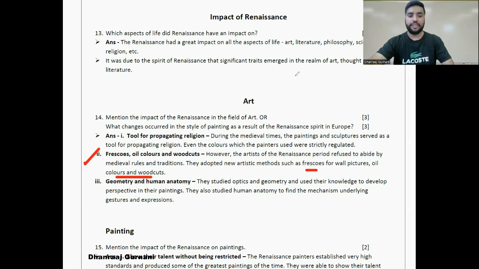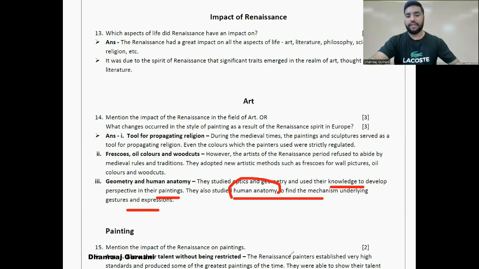And last point, geometry and human anatomy. They studied optics and geometry to use their knowledge to develop perspective in paintings. They also studied human anatomy to find the mechanism underlying gestures and expressions. So this much effort was put in because of the Renaissance, that they studied geometry so that their paintings look very realistic and angles are correct. They studied human anatomy to know the movement, the expressions, the gestures, to make their paintings look very realistic. This was the level of effort put in as an impact of the Renaissance.